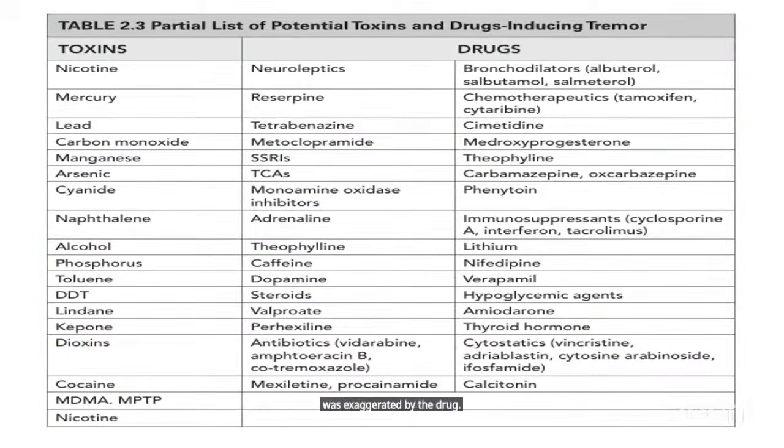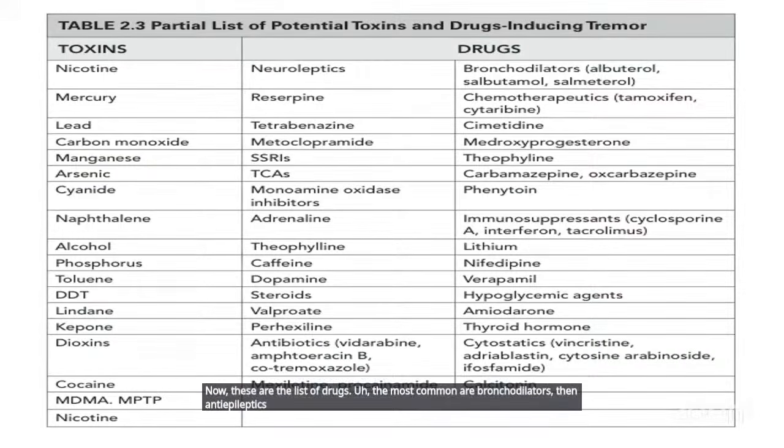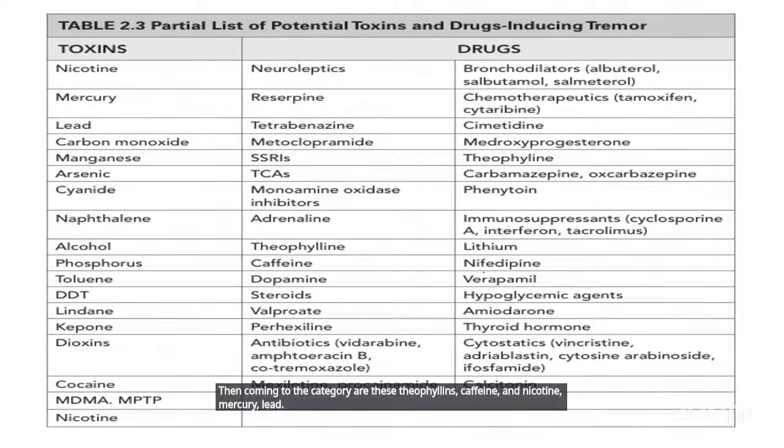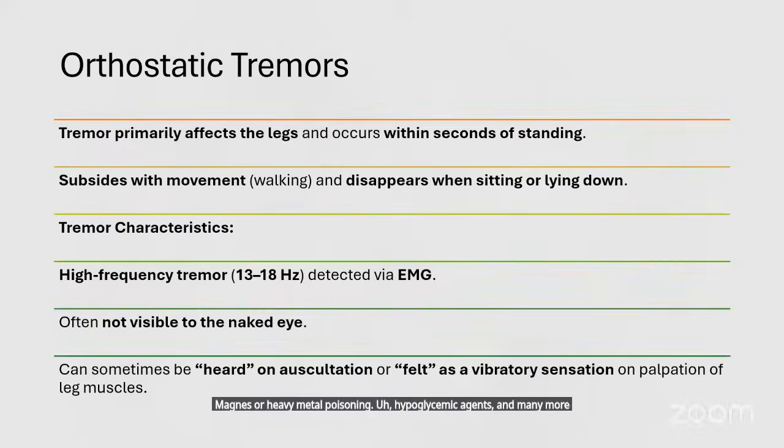Now this is the list of drugs. The most common are bronchodilators, then anti-epileptics like carbamazepine, oxcarbazepine, phenytoin. Then coming to the category are theophylline, caffeine, and nicotine, mercury, lead, manganese, heavy metal poisoning, hypoglycemic agents, and many more.